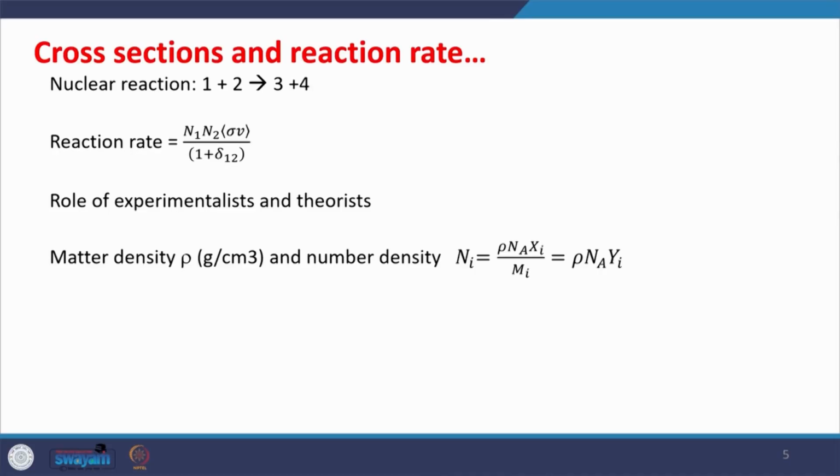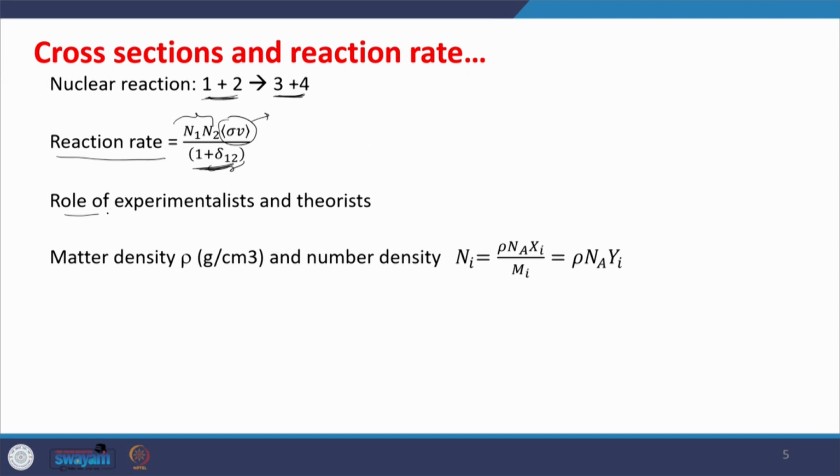Now, let me cover two basic points connected to the same topic, continuing the cross sections and reaction rate. Initially we considered a general reaction like 1 plus 2 giving rise to 3 plus 4. And remember the identical and non-identical nature. So, this is the reaction rate, and in order to account for the identicalness, we have used a Kronecker symbol. In this, ⟨σv⟩ is basically the reaction rate per pair, and this is the number of pairs of non-identical particles.